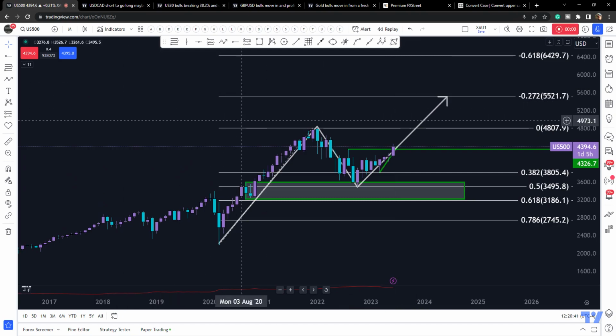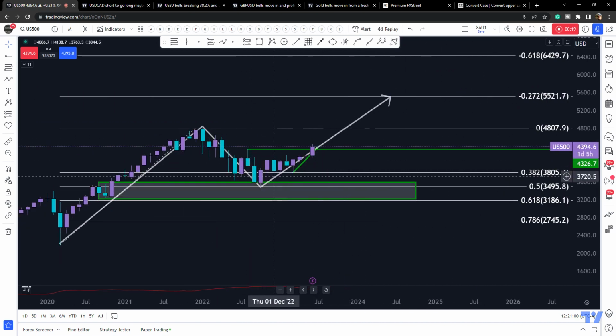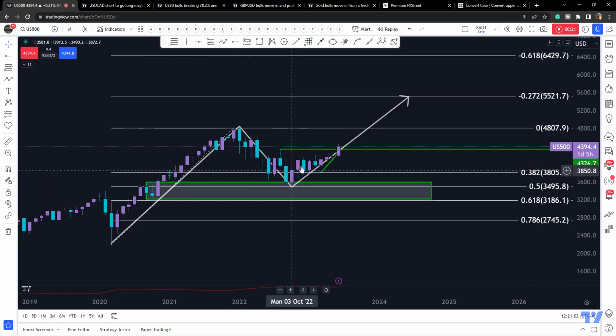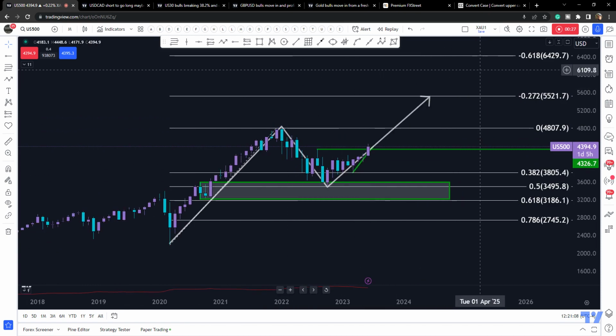Right then, US500. So we've got the higher low, right? So you've got this impulse correction and the prospects of a continuation higher for the foreseeable future. Obviously this is not something that's going to happen overnight. This is a long-term play from an investment point of view to the upside.